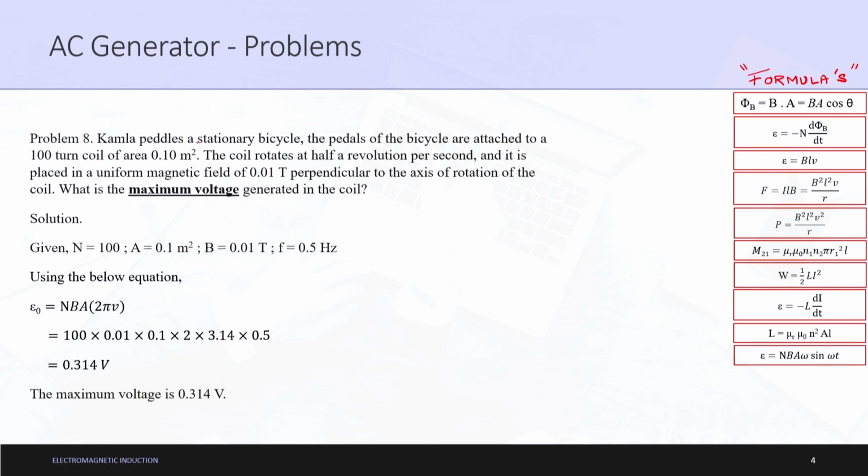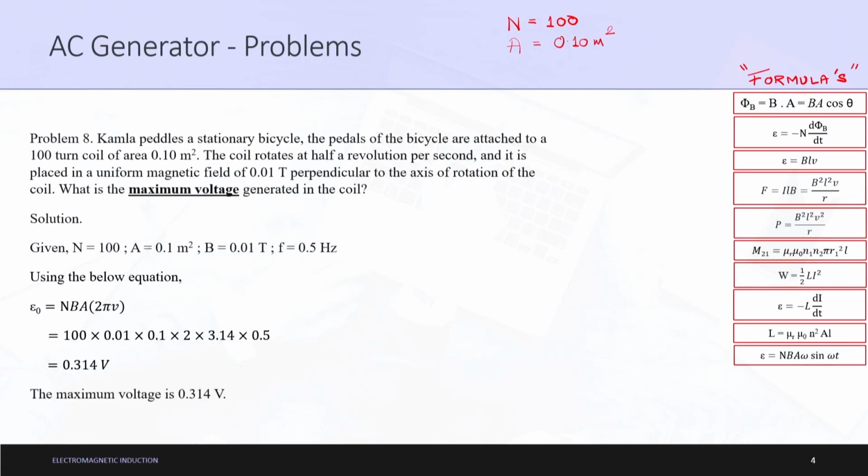Kamla pedals a stationary bicycle. The pedals of the bicycle are attached to a 100-turn coil of area 0.1 meter square. Please make sure what the given things are here. Capital N is given as 100, the area is given as 0.1 meter square. As it is given in meter square only, there is no requirement of changing it into something different. Let us say it was in centimeter square, then you would have to convert it into meter square.